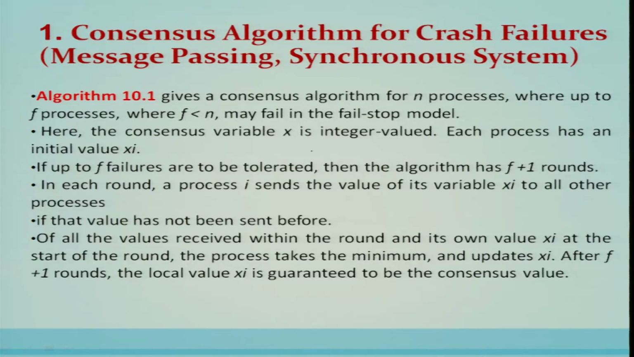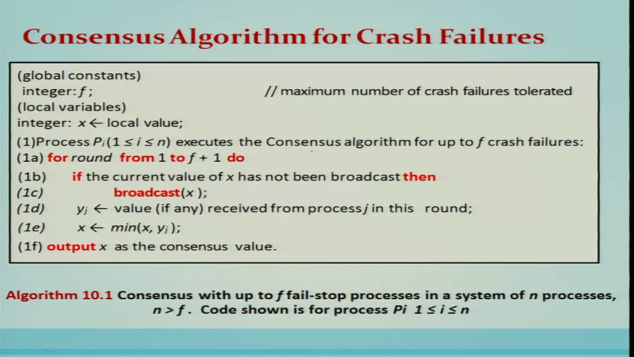In each round, a process i sends the value of its variable xi to all other processes if that value has not been sent before. Of all the values received within that round and its own value xi at the start of the round, the process takes the minimum and updates xi. After f plus 1 rounds, the local value xi is guaranteed to be the consensus value. Let us understand it using the algorithm that was explained earlier.